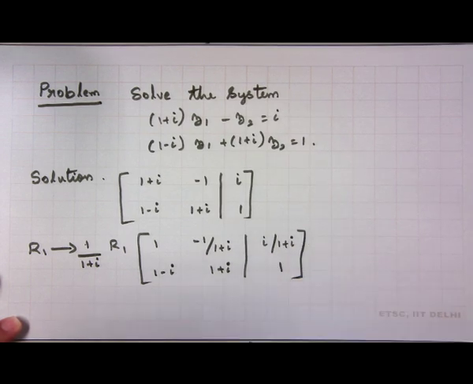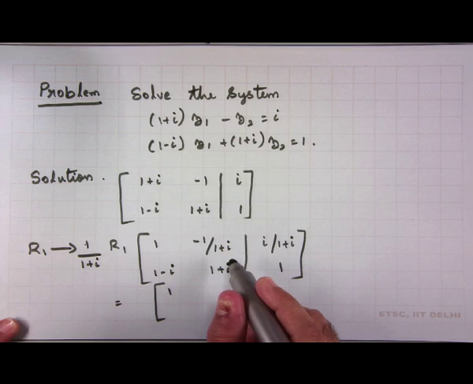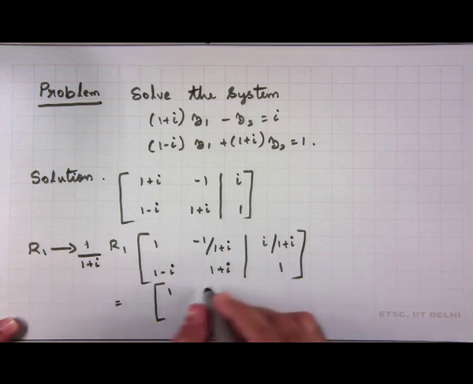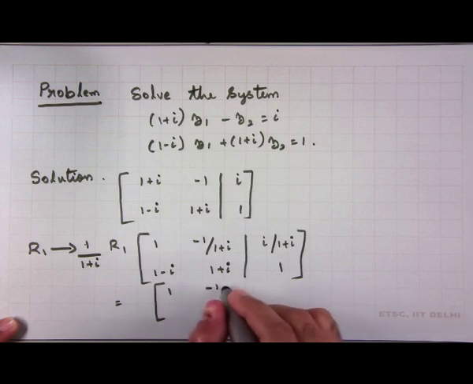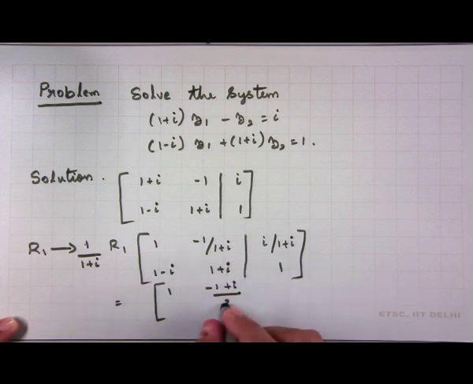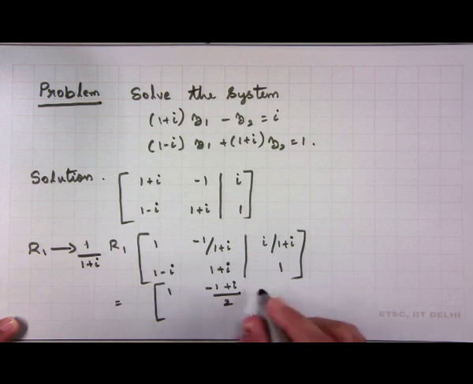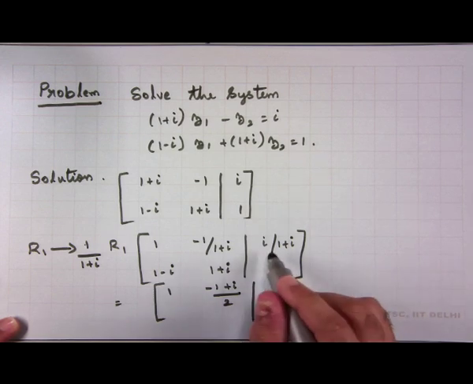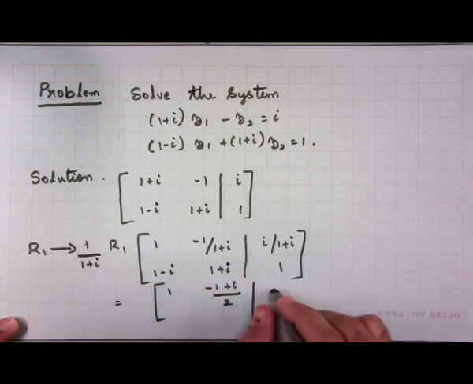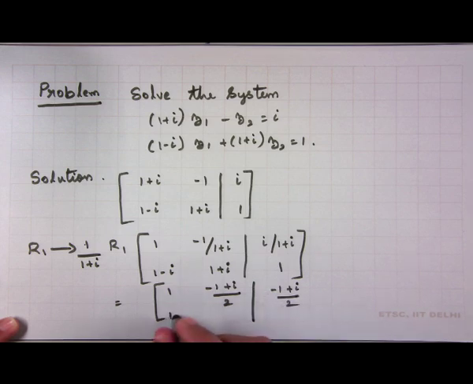So, now let us write down the resulting matrix. 1, next one is minus 1 by 1 plus i. Let us multiply and divide by 1 minus i. So, what we will end up with is, in the numerator you will have minus 1 plus i upon (1 plus i) into (1 minus i), which will lead to 2, augmented with i into (1 minus i), which is minus 1 plus i upon 2, and then 1 minus i, 1 plus i, 1.